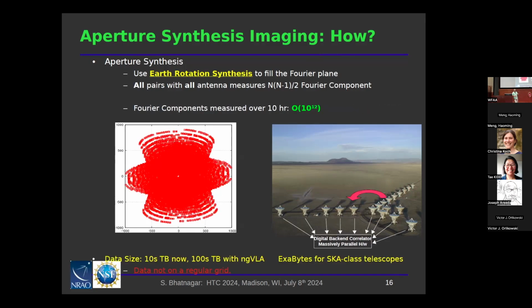But look at the number of points. The number of points we have collected by the end of the day is of the order of 10 to the 13, 10 to the 15 data points, complex numbers. And that is what we need to process. So that's where the data volume comes from.